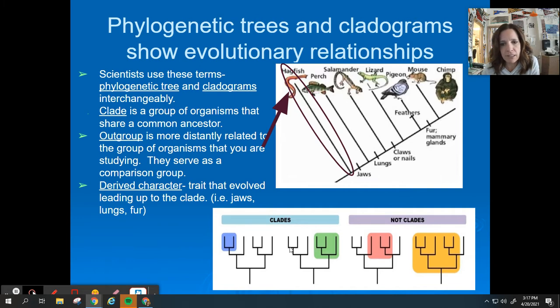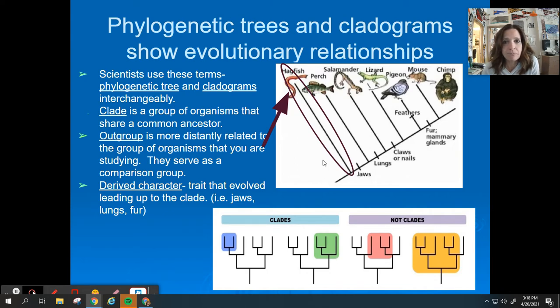A clade is a group of organisms that share a common ancestor. So if you look down here, right, this is considered a clade, and this is considered a clade. However, these are not, because yes, they have a common ancestor here, but they don't include the other ones. Same thing with this. Yes, all of these have a common ancestor, but it doesn't include this. So maybe draw a picture of that so that you know what a clade is.